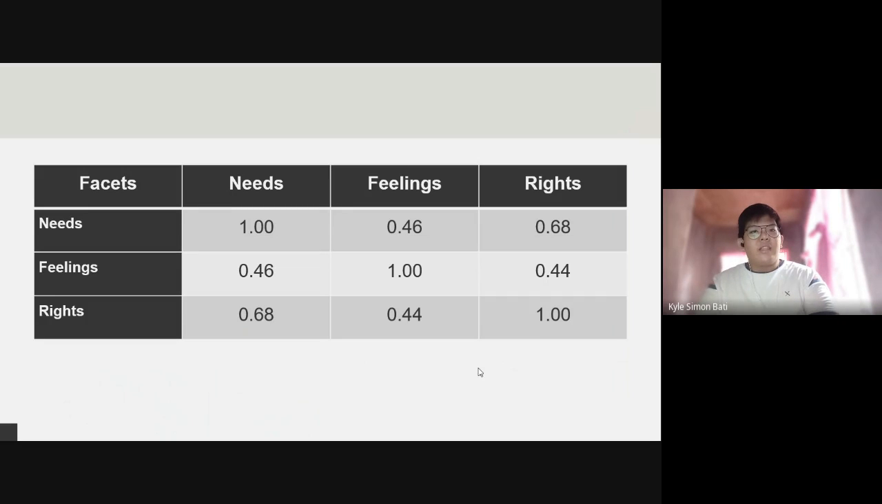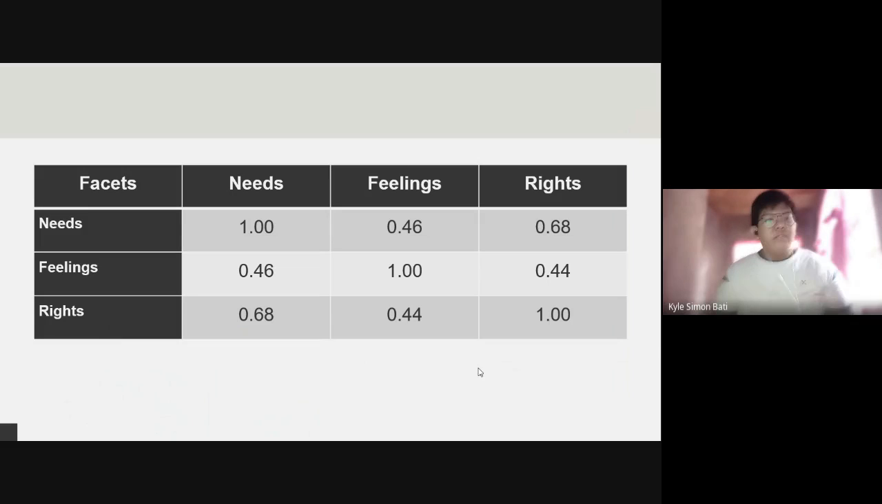We correlated the facets to see their intercorrelation and interdependency to each other, with the feelings and the needs having the lowest correlation to each other, while the rights and the needs have the most value in intercorrelation, which means that there is a subtle amount of correlation between the facets demonstrated. Next slide, please.